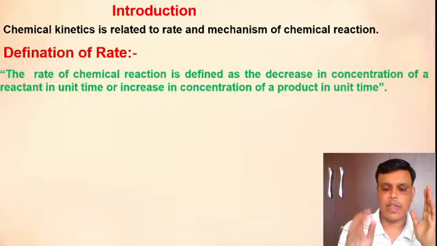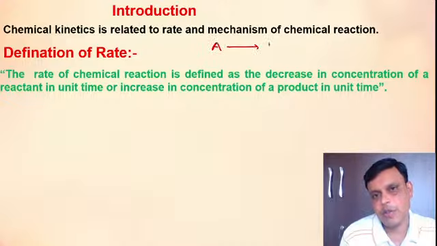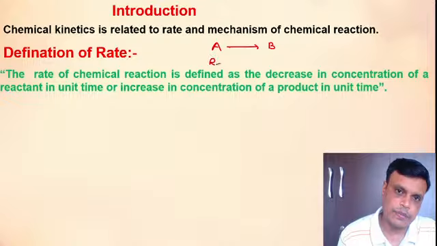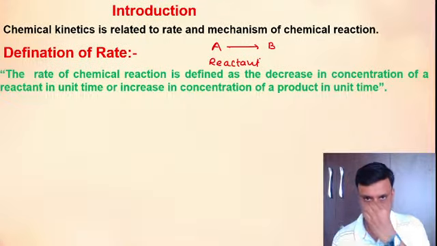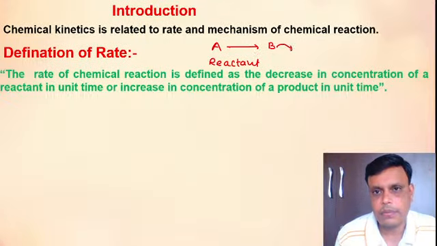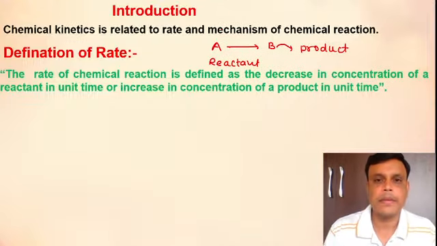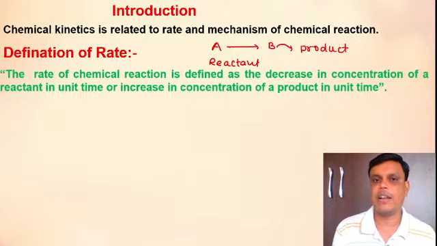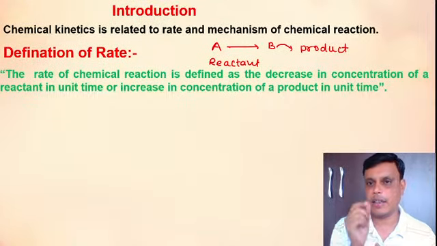For example, see this reaction, A goes to B. Here A is the reactant and B is the product. The concentration of A goes on decreasing as time goes on. As the reaction proceeds, the concentration of the reactant decreases and the concentration of the product, that is B, increases.